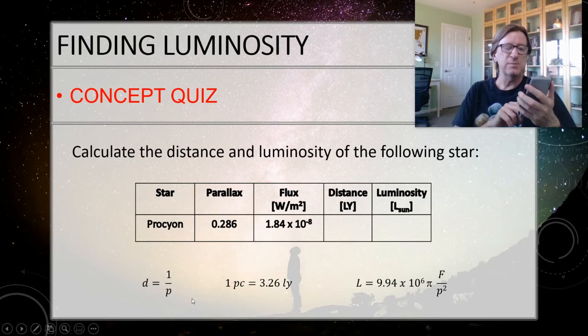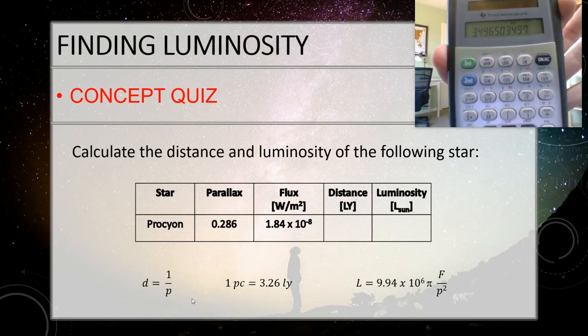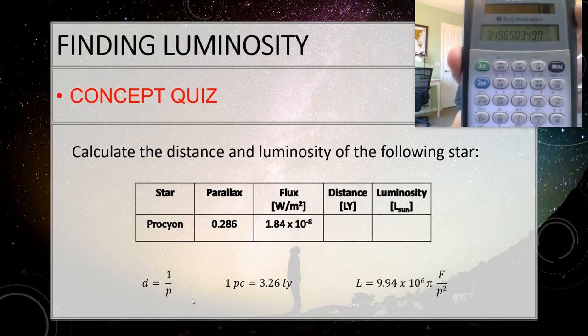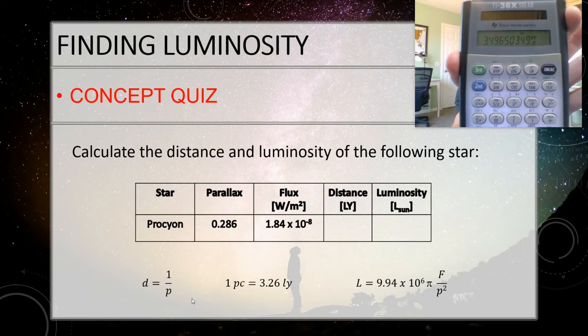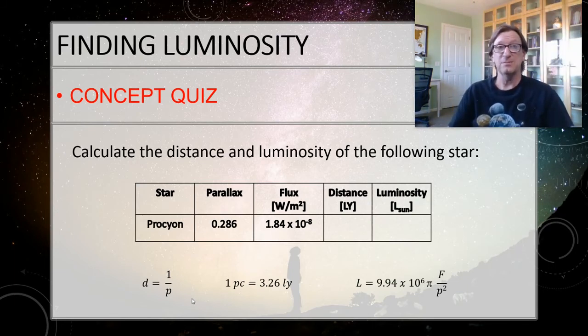So our distance is going to be 1 divided by the parallax, 0.286. And 1 divided by 0.286, I am getting 3.5 parsecs. See if that's what you're getting. 3.50 parsecs. So you see that fourth digit is a 6, that rounds up, and then of course the 9 is going to round up again. So 3.50 parsecs.